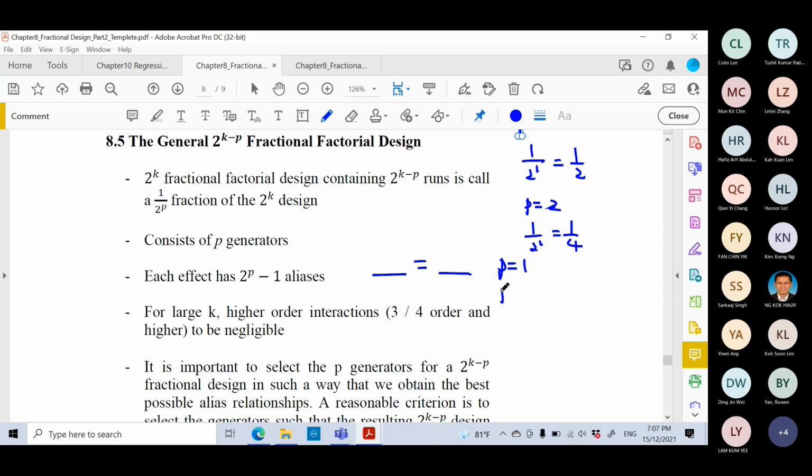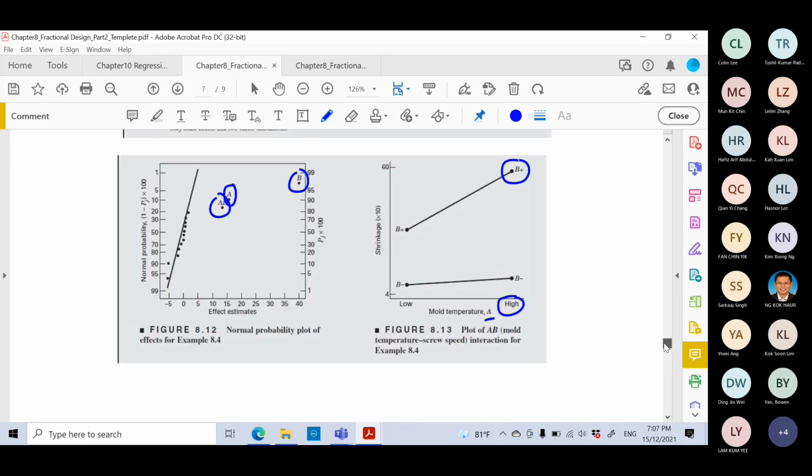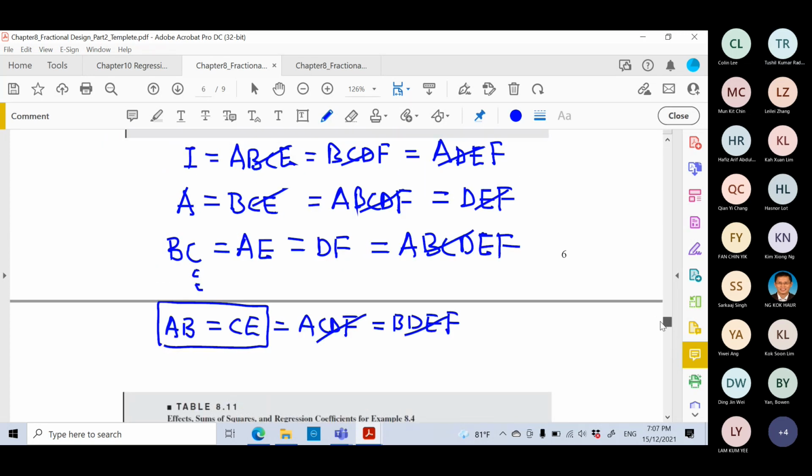For the case of p equal to 2, you can have the first one equal to the second one equal to the third one. Okay, you have 3 of them. If you still remember, p equal to 2 is 2 power 2, which is 4, minus 1, so you have 3 aliases. So this is what they mentioned here: A is aliased with 3 others. So this one is what they have: 1, 2, 3.